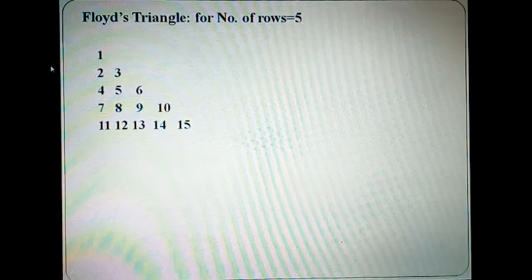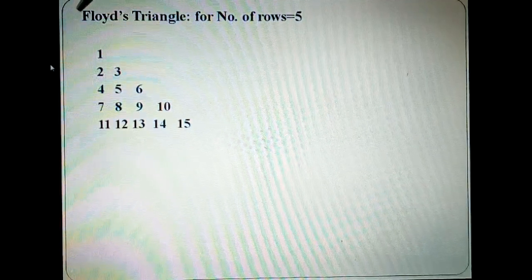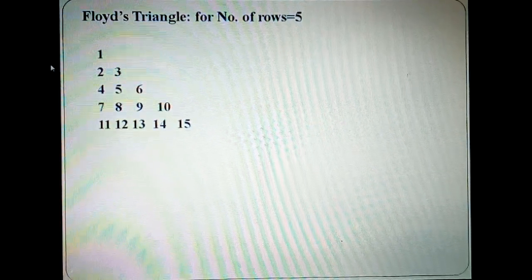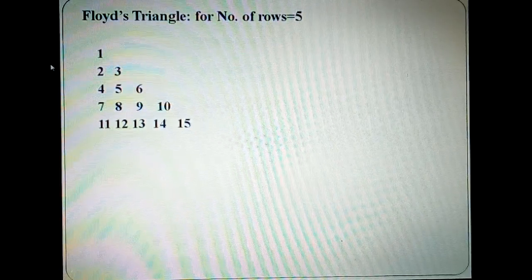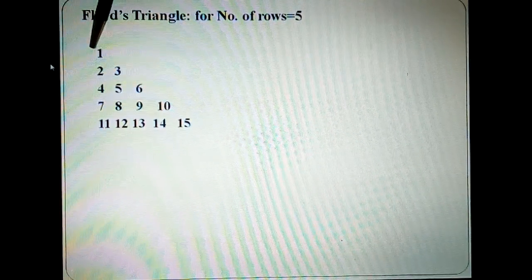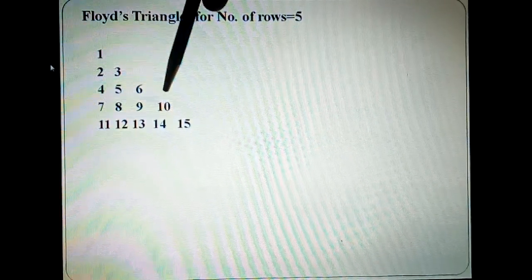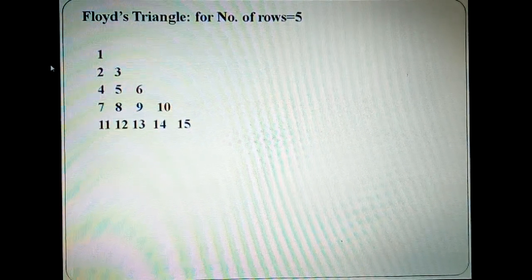If the number of rows is 5, then we have this picture of Floyd's triangle, wherein each row will have those many number of elements. Now what does this mean? For example, the first row will have 1 element, the second row will have 2 elements, the third row will have 3 elements, and so on.